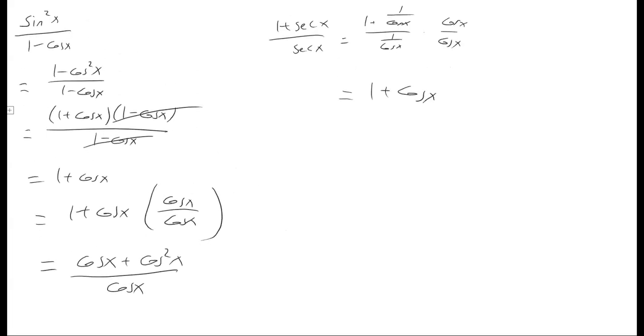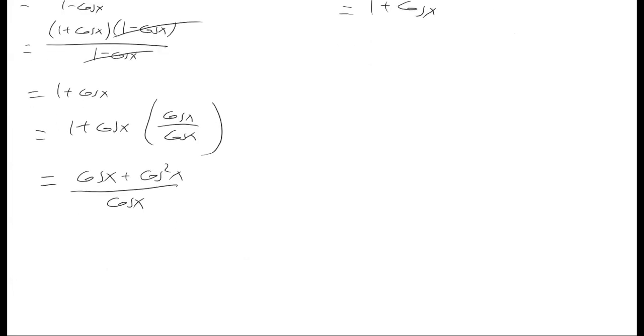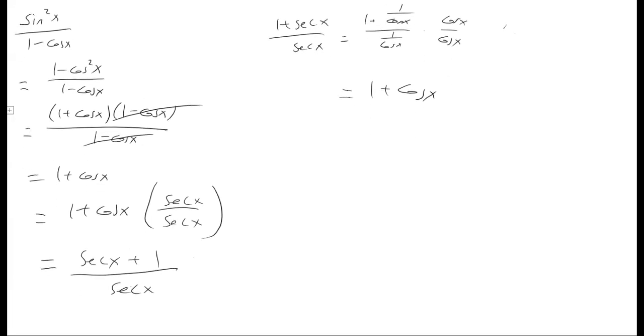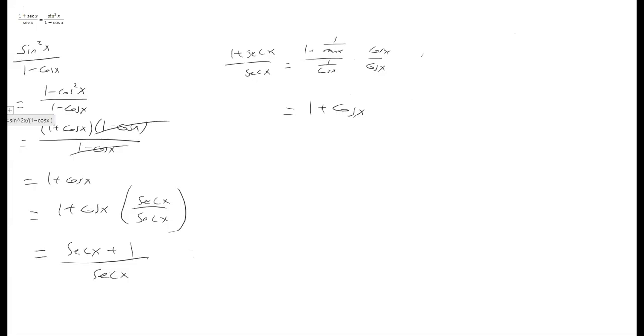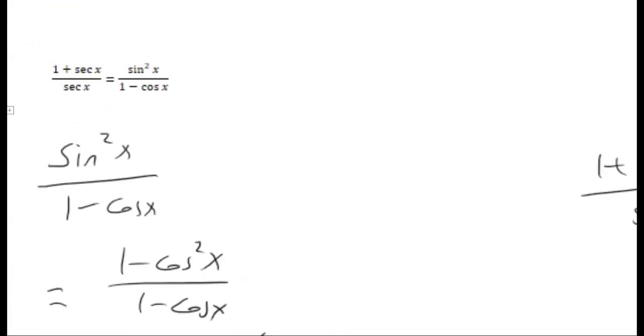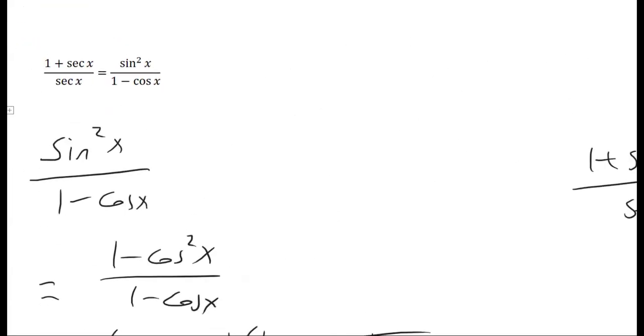Okay, see, now I'm looking back right here. That's why I'm kind of pausing. Or, instead of cosine x, why don't I do 1 over cosine x? Basically, what if I do secant x? Then I would get secant x plus 1 over secant x. And actually, look, that's my left-hand side right there.